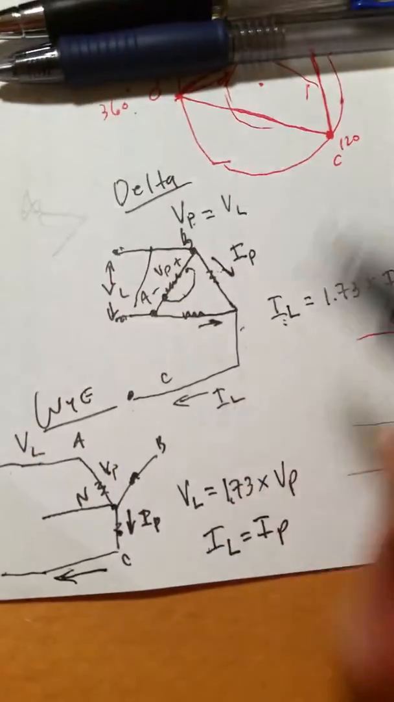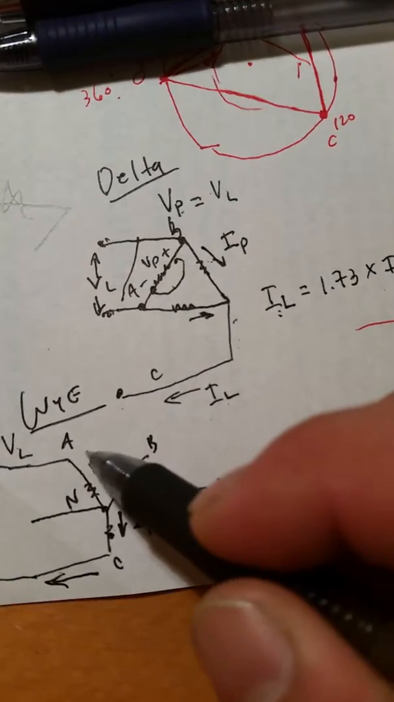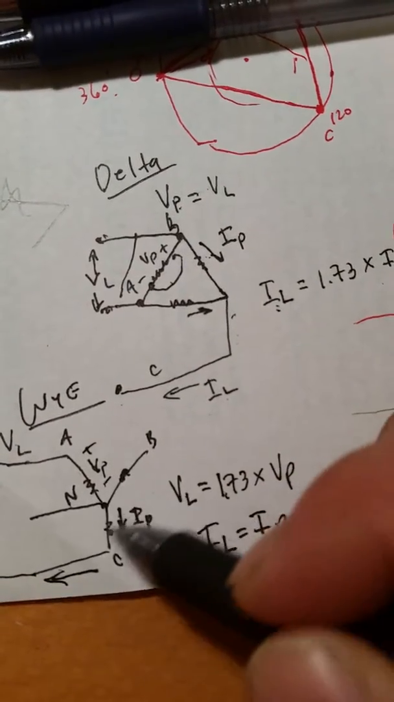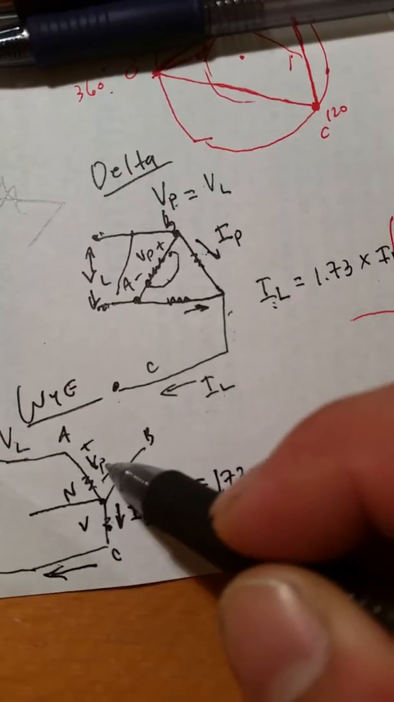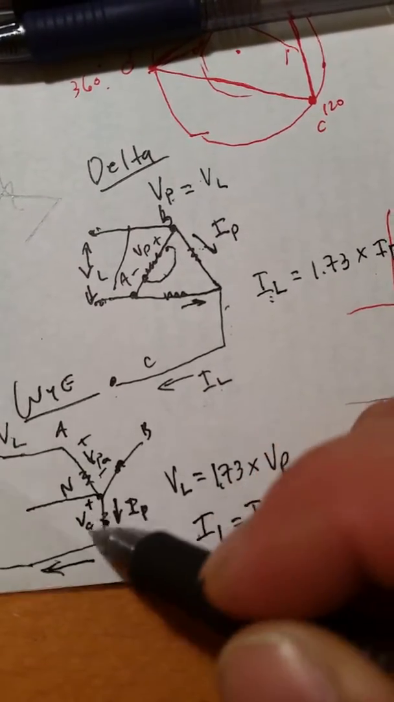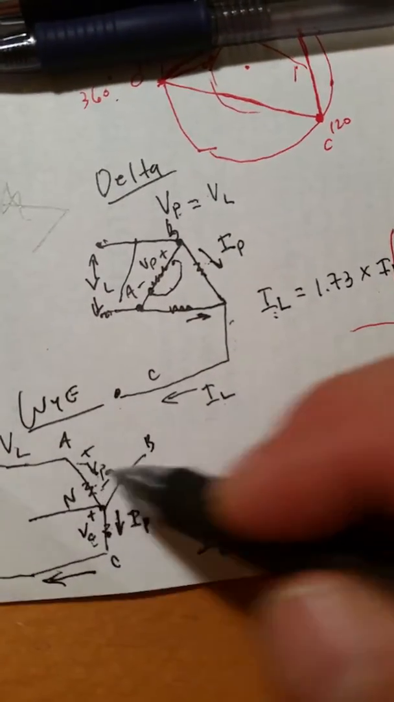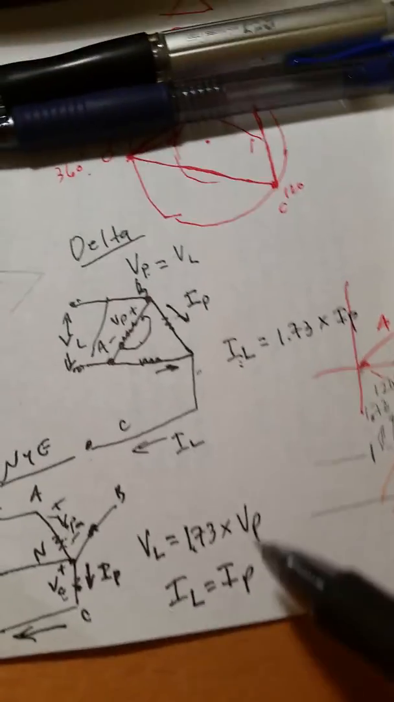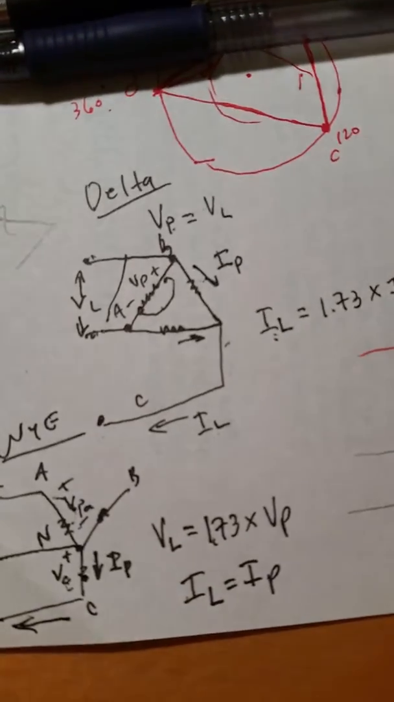But look at your Y. Your Y phase voltage is right here, but you got also another one right here. This is coming from A and this is coming from C. So this voltage right here is obviously bigger than what you got only here. So that's how you kind of backtrack and figure it out.